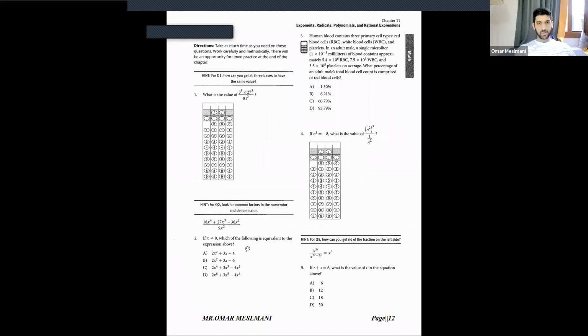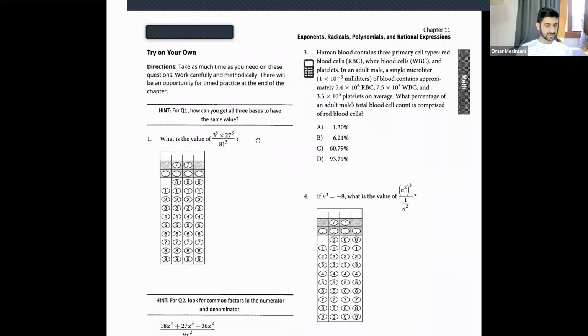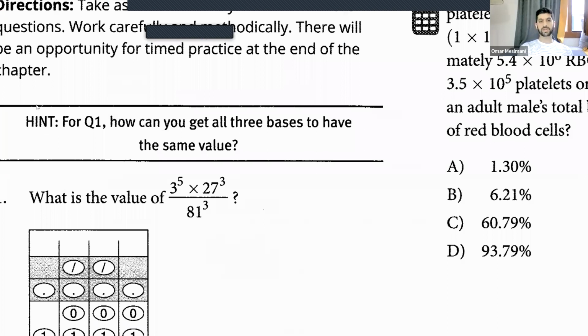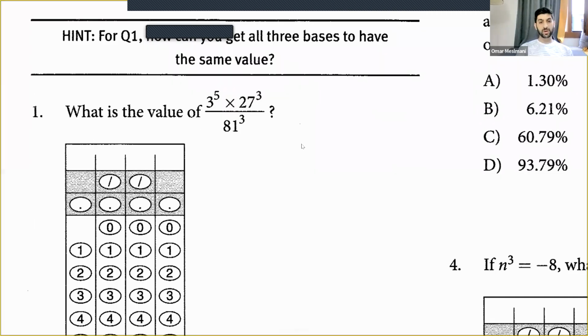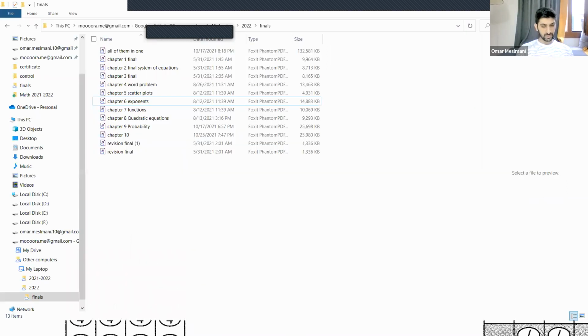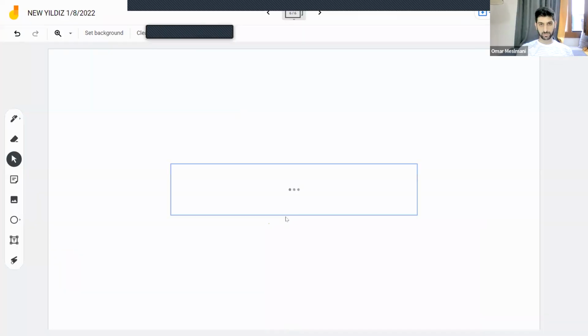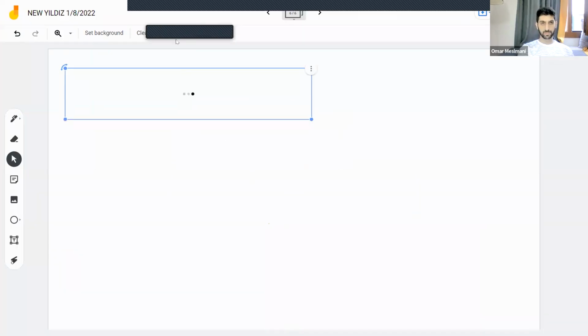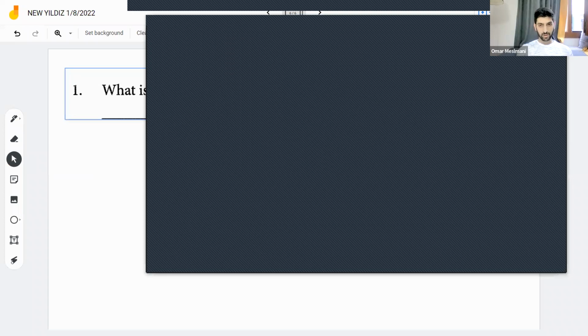All right, so question number 1. He's asking what is the value of this. Now, I need you to solve the question and text me on WhatsApp. I need to see how you're solving the question. I don't care about the question itself. I care about how you solve it. All right, guys? No calculator. All the questions are with no calculator. So right now, you have my WhatsApp number. So please solve it on paper, take a picture and send it to me.